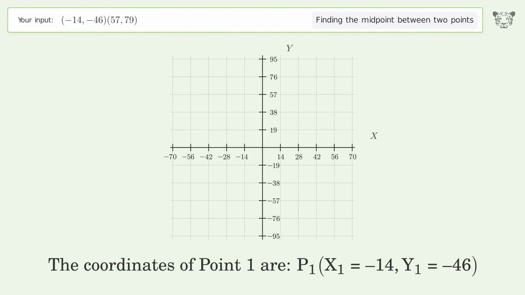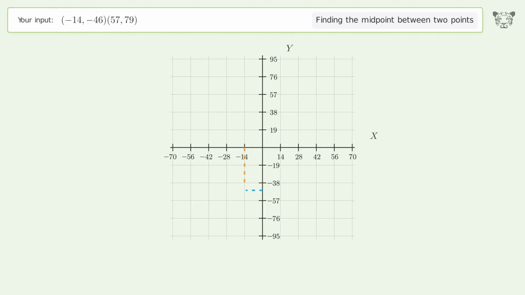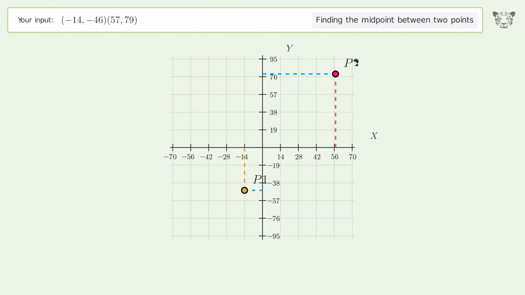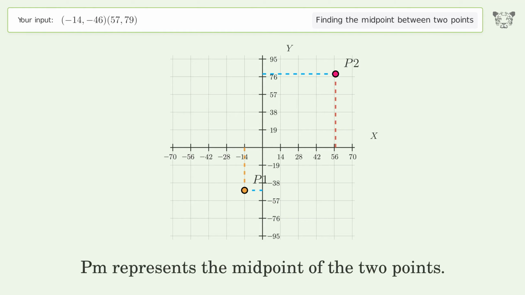The coordinates of point 1 are, x1 equals -14, y1 equals -46. The coordinates of point 2 are, x2 equals 57, y2 equals 79. PM represents the midpoint of the 2 points.